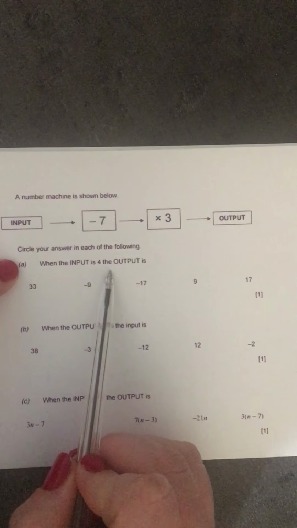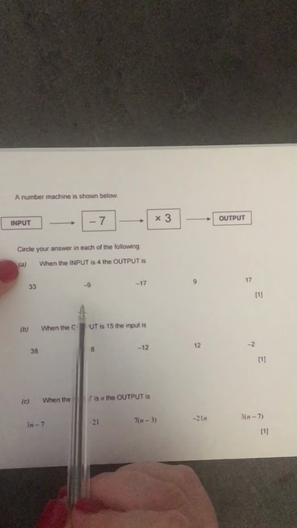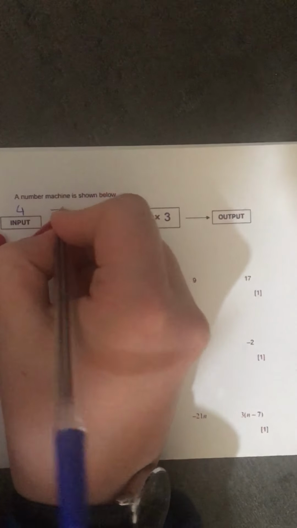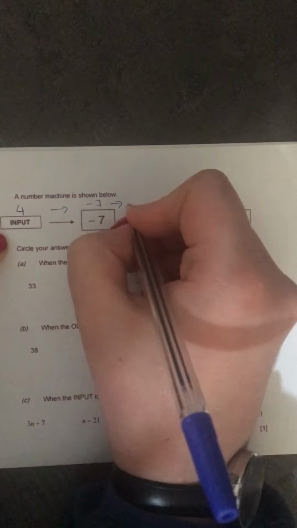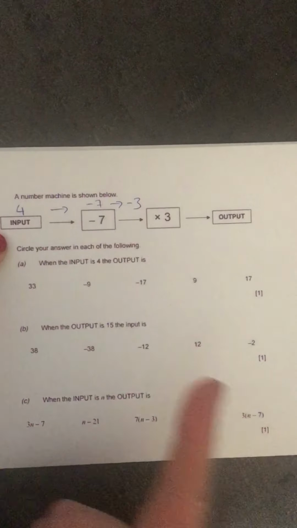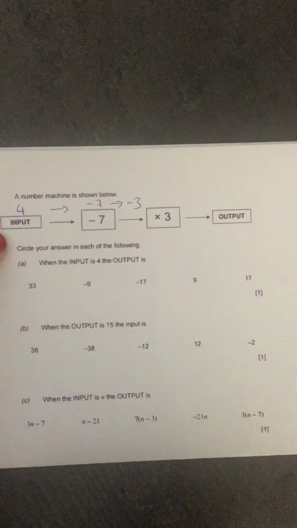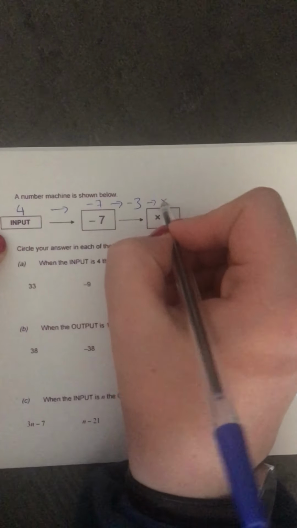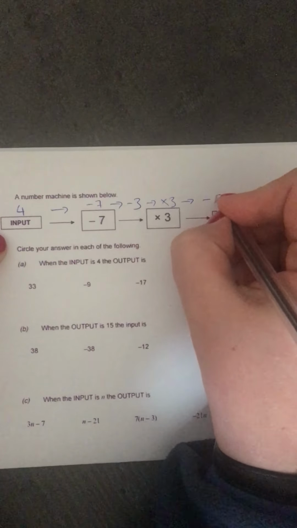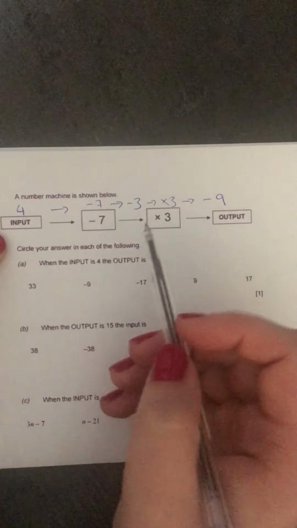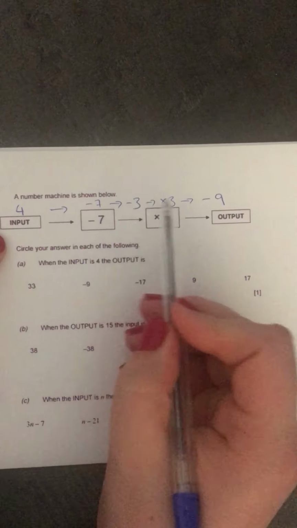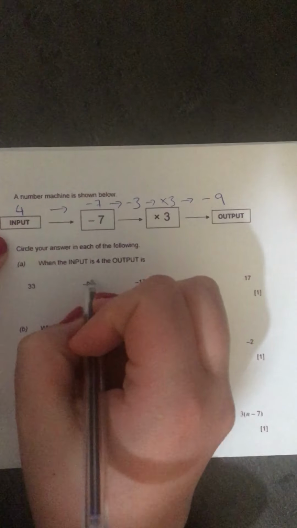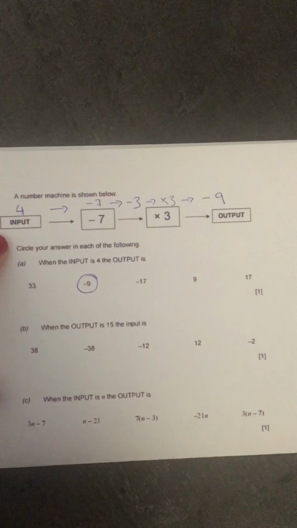When the input is 4, the output is one of these. So input is 4, 4 is going in. We take away 7, that's going to be minus 3. Again, if you need to use the number line with your negatives, you've got one in your planner or draw yourself a quick little one on the side. Then we times that by 3. Minus 3 times 3 is minus 9, because 3 times 3 is 9. A positive times a negative makes a negative. So your answer is going to be minus 9.